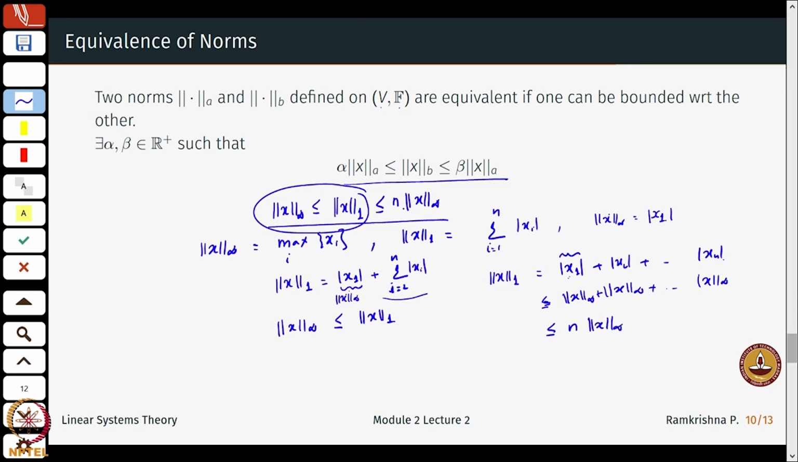Similarly, I can show the equivalence between the 2 norm and the infinity norm, and the 1 norm and the 2 norm. But in general, in any finite dimensional space, where the dimension n in R^n is finite, all norms are equivalent, and this will be a very beautiful property, as we will see a little later.